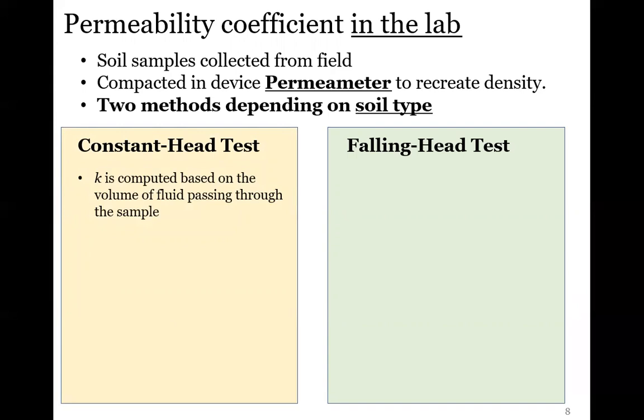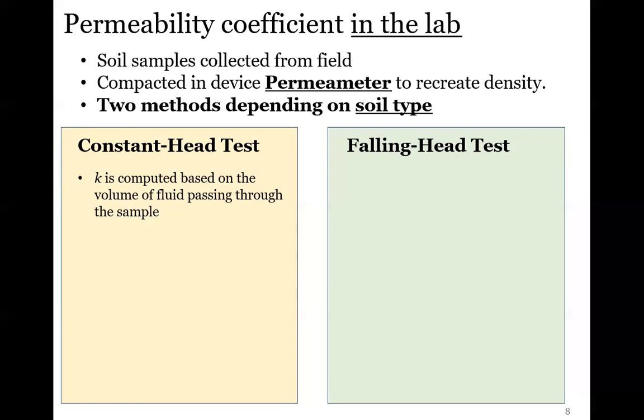So the constant head test and falling head test are used on two types of soil. You can probably guess which one based on the generalized range of permeability. The constant head test is used for coarse grain soil, or soil that is expected to have a high permeability. Then our falling head test is used on soil that has a lower permeability, so our fine grain soils, like silts and clays.